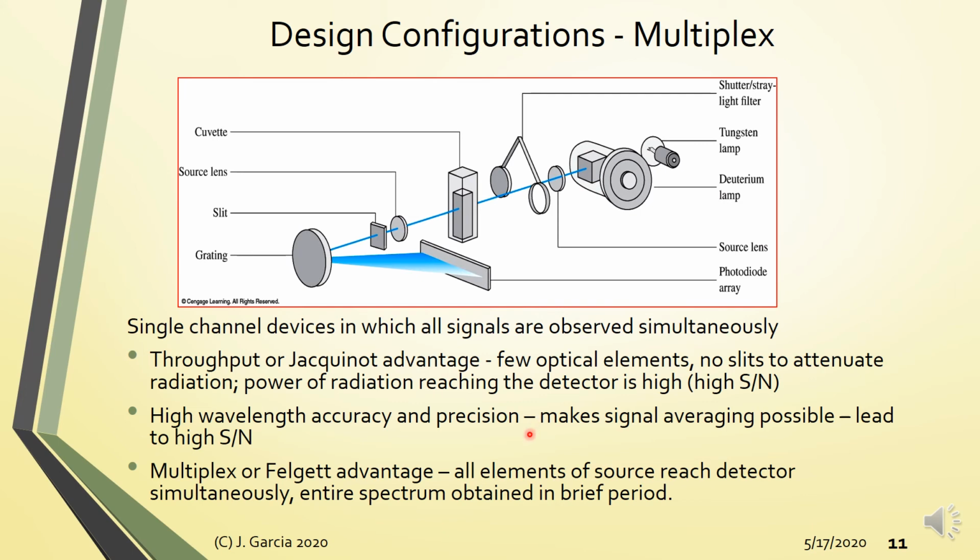It's important to note also, signal to noise ratio is an important parameter in instrumentation. It tells us how well the instrument is capable of differentiating between the analytical signal and the background noise. So it's very important. Then lastly, you have the so-called multiplex or Fellgett advantage, wherein all elements of the source reach the detector simultaneously, and you are able to obtain the entire spectrum in a brief period of time.